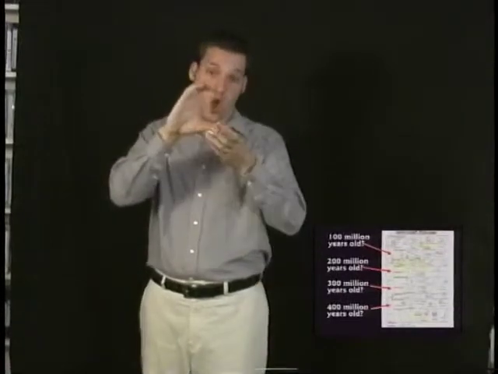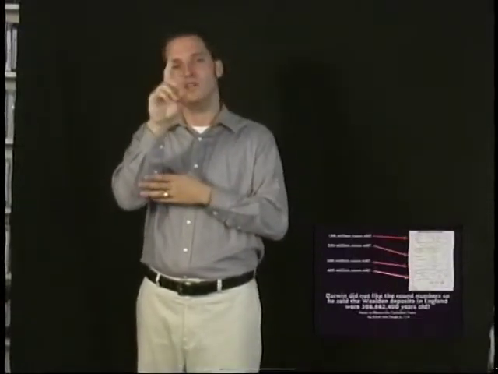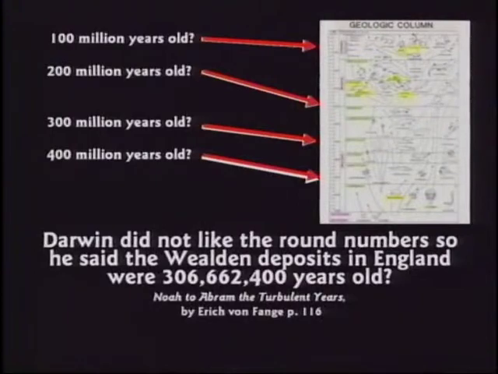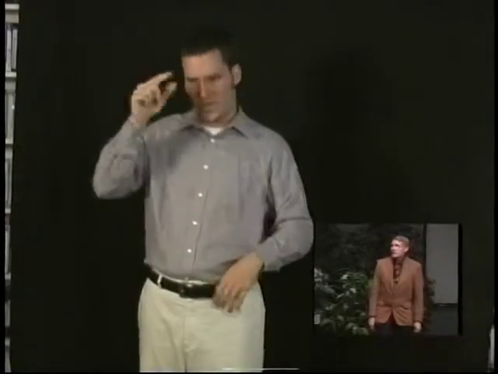Textbooks say the layers are different ages. I'm sorry, that's baloney. Now, Charlie Darwin didn't like round numbers. He said the Wealdian deposits are 306,662,400 years old. How he knows is anybody's guess. But here they are telling the kids the layers are different ages, and yet all over the world petrified trees are found, like this one, standing up, connecting different rock layers.